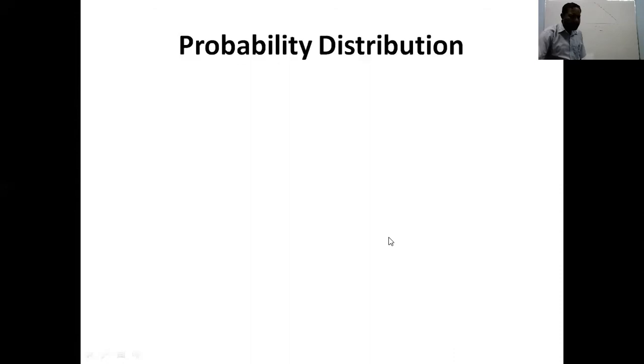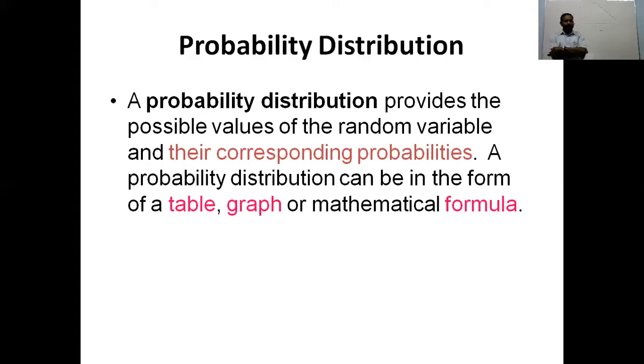A probability distribution provides the possible values of the random variable. So random variable, random means the variable which can take any value on a random basis, right? So that is called a random variable. So it provides the possible values of a random variable and their corresponding probabilities.